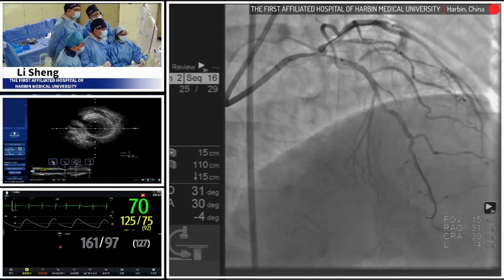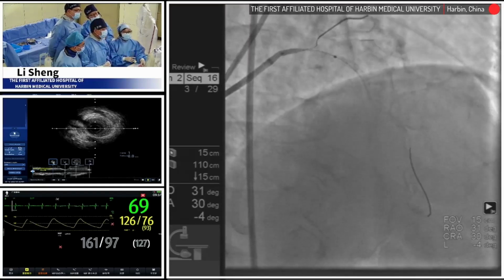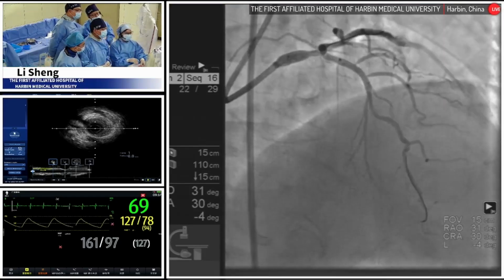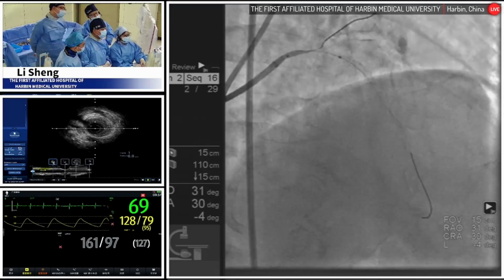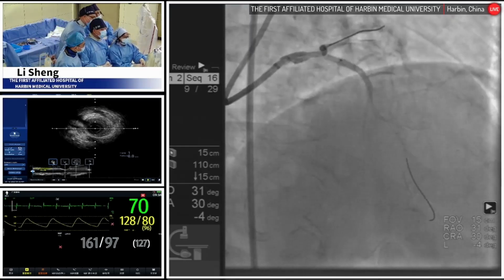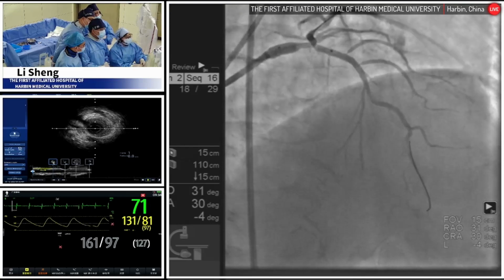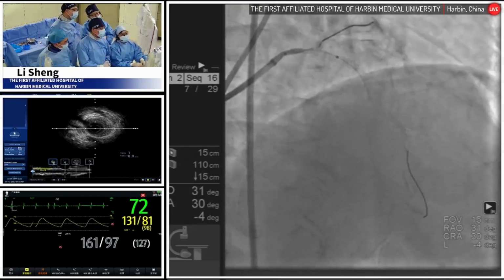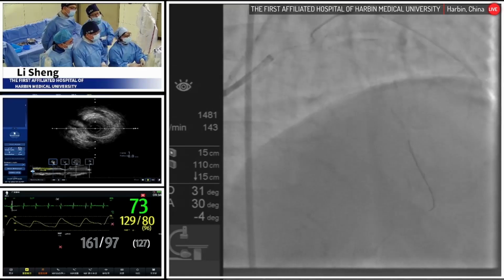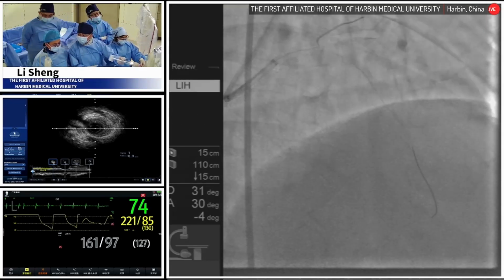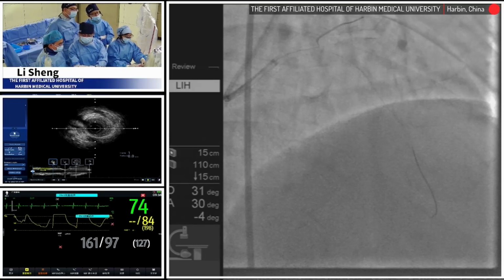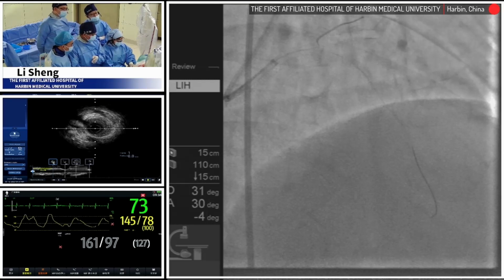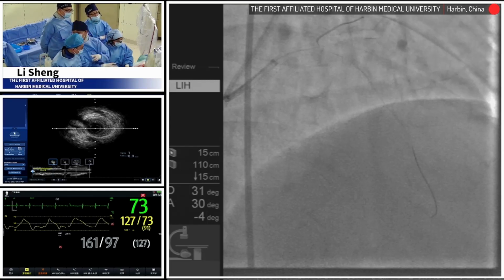The second stent should go to the ostium of the left main. No, I think the ostium of the left main is good enough. 18 or 20, or both okay. 3.5. Yeah. 3.5 by 22. So for the second stent, 3.5 by 22, we have to carry it from the proximal LAD to the distal left main.